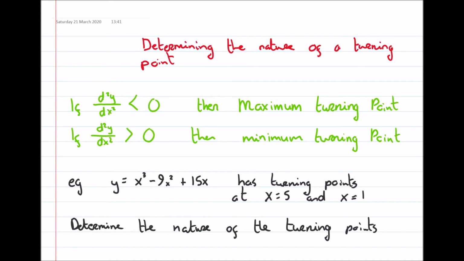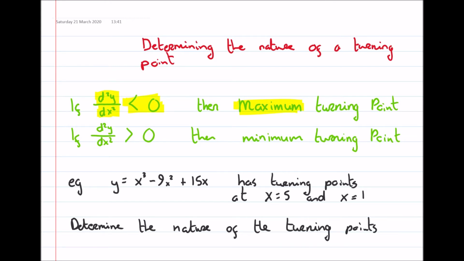When we're determining the nature of a turning point, what I mean by determining the nature is seeing whether it is a maximum or a minimum value. Well, what we do is I'll differentiate the function twice. So I have my d squared y over dx squared. I'll put in then the x value. If the answer I get is less than 0, then it's a maximum turning point. Remember that if it's less than 0, it's maximum.